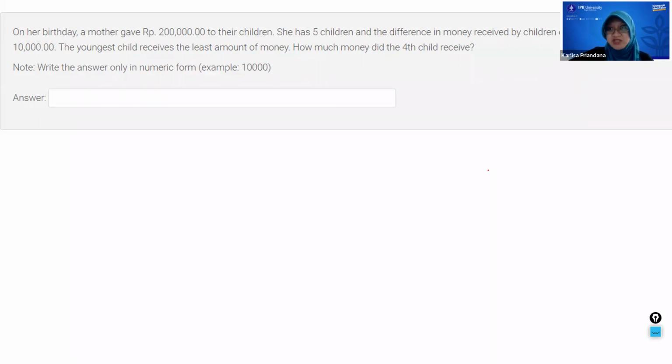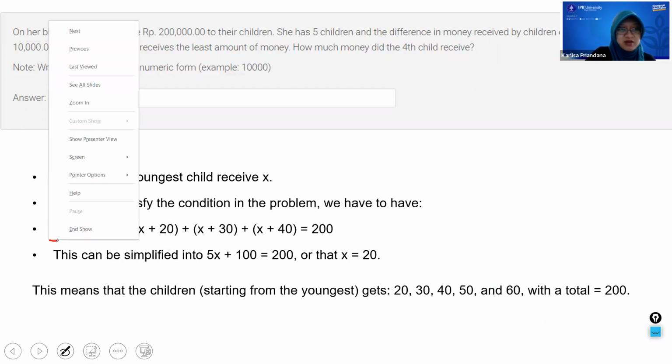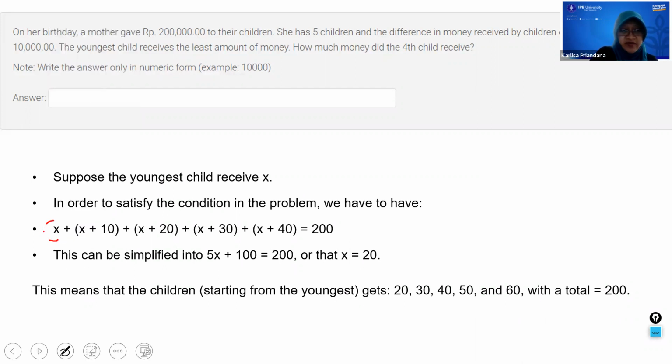And you know the difference between the children, yeah, 10,000 difference. So you can make a math equation here. In order to satisfy the condition, you need to have an x. This money will be received by the youngest child. The youngest child will receive x, and then the next child x plus 10, next one, next one, next one. So the oldest child will receive x plus 40, right? And you can simplify this problem into 5x plus 100 is equal to 200. Then you can simplify again, 5x equals 100, so x will be equal to 20.